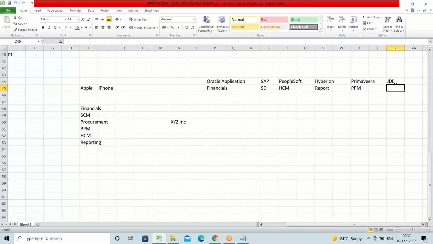JD Edwards. From here, some procurement. PRC means take as a procurement. Procurement and some sort of SCM solution also good. Now, this client will definitely have confusion. Now, which product they have to choose? If they choose Oracle, finance is really good. But within the Oracle itself, we have SCM solution, procurement solution, PPM, project related solution, HCM, HRMS solution, report solutions available. But the very good solution from Oracle application is financials.